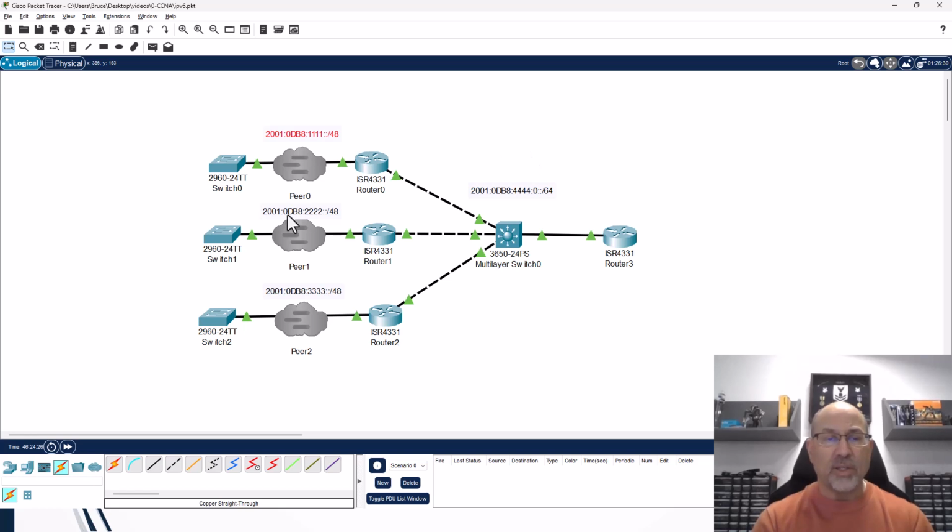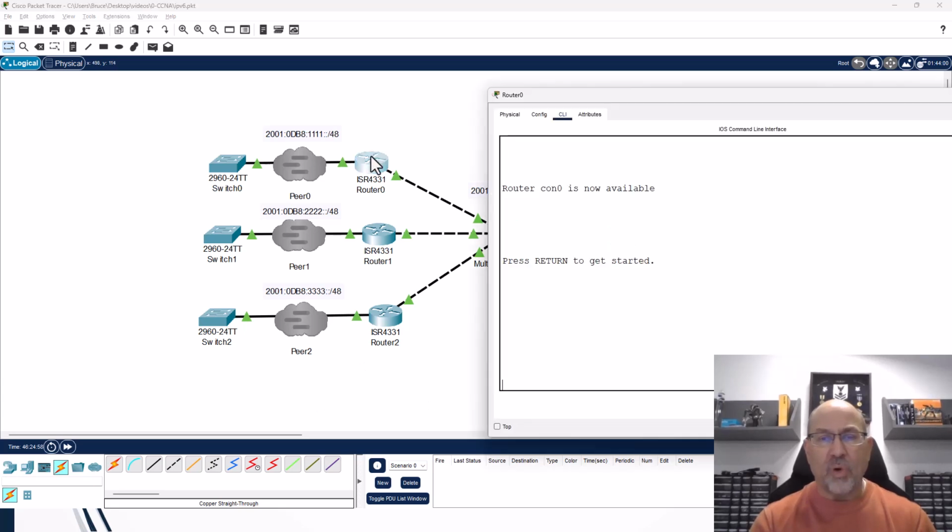Down below we've got 2001:0DB8:2222, and then 2001:0DB8:3333. So those are the 3 networks that I configured on the left-hand side. Connecting all of those is the 2001:0DB8:4444:0::/64. And I did that just to show you that you can mix and match these masks or these prefix lengths in the same way that you could in IPv4. So let's take a look at an example of one router here.